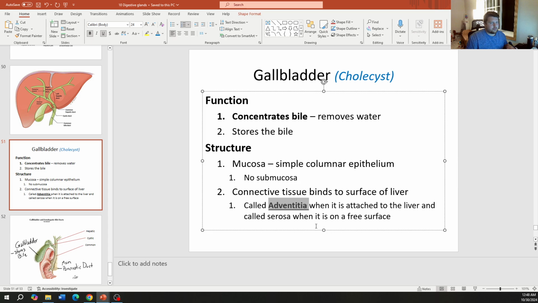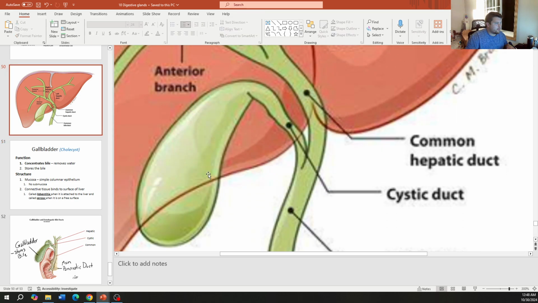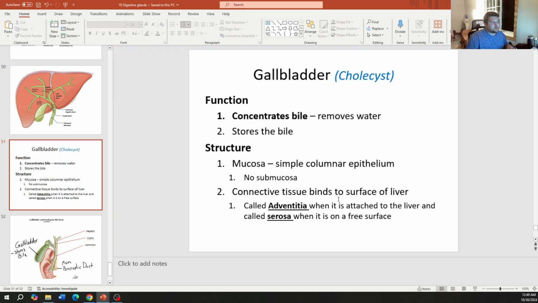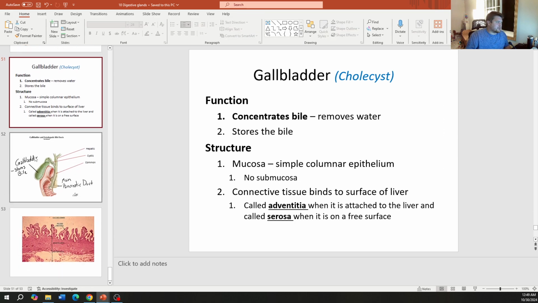This is just kind of vocab stuff. And when it is on a free surface, so like this part down here, where it's not in contact with the liver, we call that serosa. Just because, I guess, anatomists wanted to make it complicated. Not entirely true. There's a reason why it's said different, but we don't need to dig that deep.